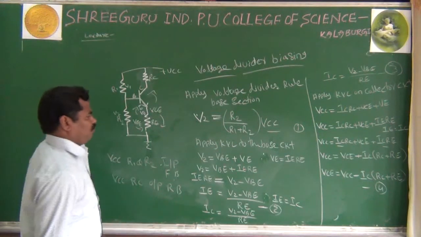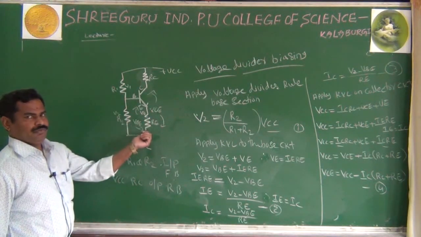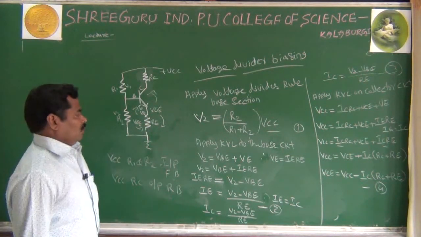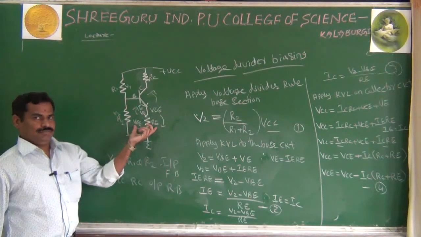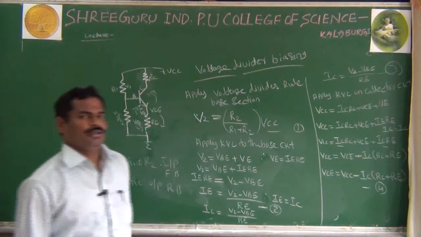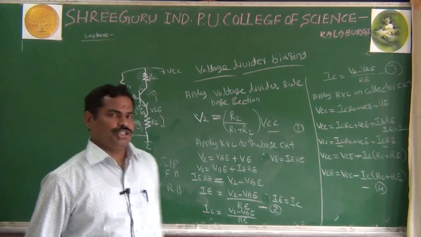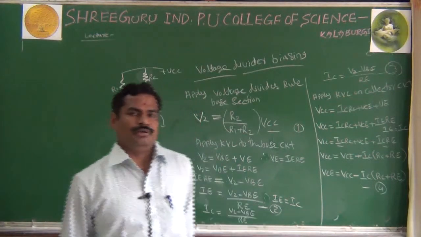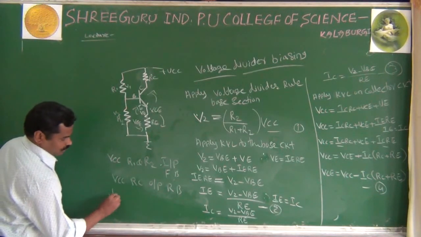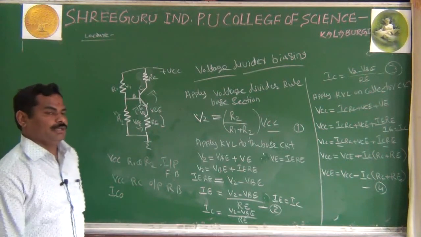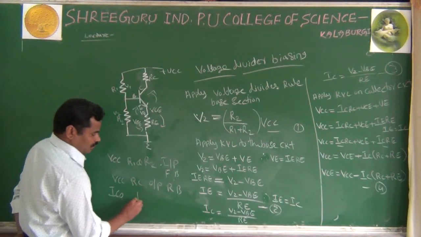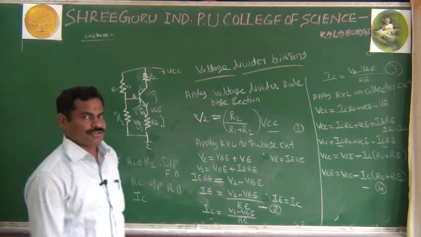And the last point I said about your IE. Why are you using RE? Because if the temperature changes in your transistor, then what happens? As we know, temperature depends upon your leakage current. You can say ICO is nothing but your leakage current. It means whenever the temperature increases, the leakage current increases. And once the leakage current increases, the output current IC also increases.